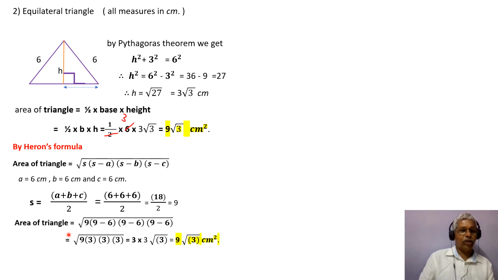So area of triangle will be root of 9 into the bracket 9 minus 6 into 9 minus 6 into 9 minus 6. So that comes out to be 9 into 3 into 3 into 3. So this comes out as 3, one 3 will come out. And so 3 into 3 root 3, that is 9 root 3 centimeters square, same as this.